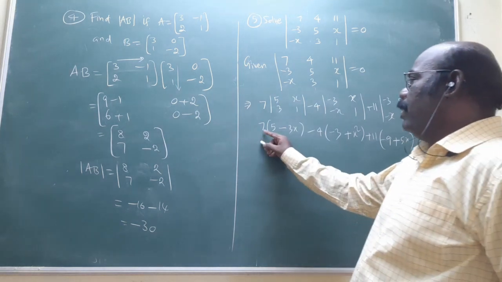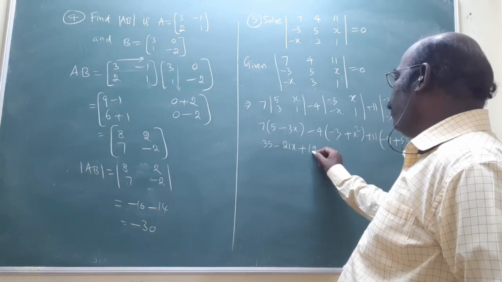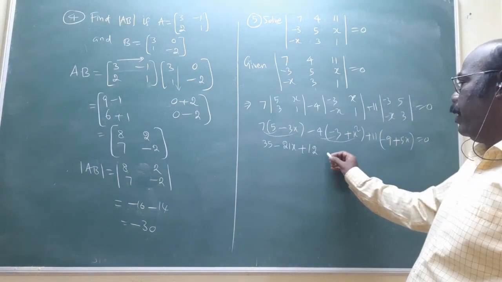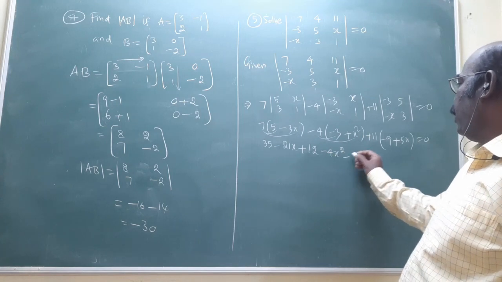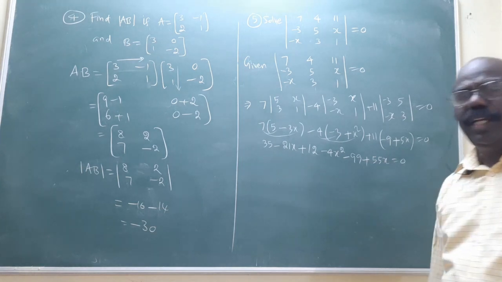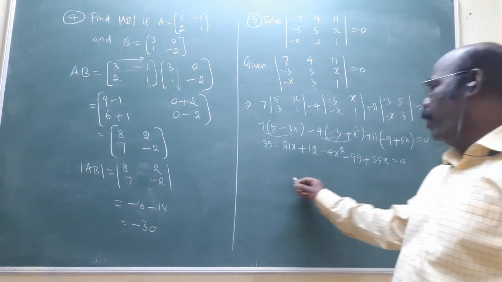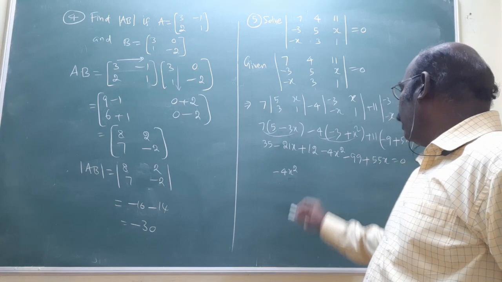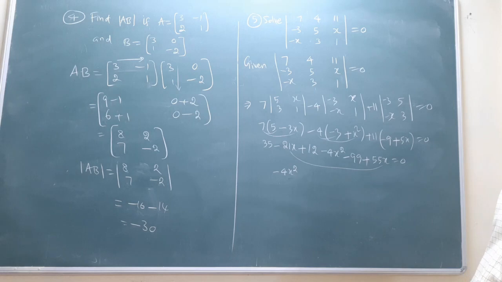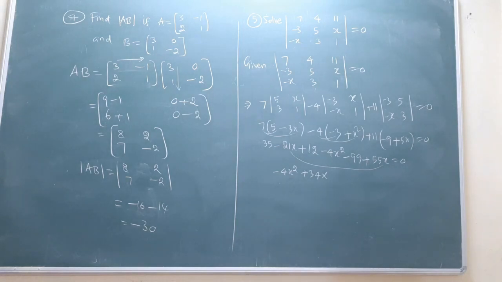Now simplify. 7 5s are 35, minus 21x, plus 12. Multiply this number, this number. Next minus 4x square. Here minus 99 plus 55x. Write the equation in order. Arrange in order. First one is minus 4x square. Next x terms. 55x minus 24x. That is what? Plus 34x. Am I right?